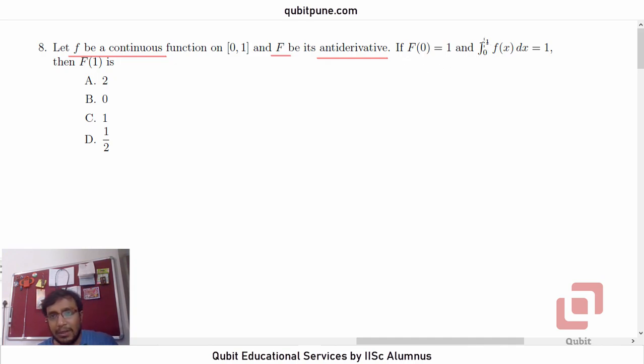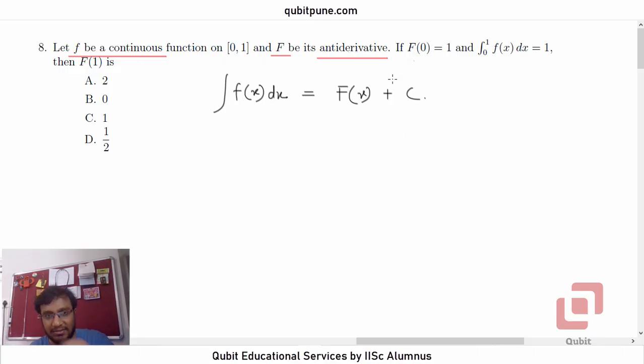If capital F of 0 is 1 and the integral of small f of x from 0 to 1 is 1, then capital F at 1 is 2, 0, 1 and half. They have given us that capital F is the antiderivative of the given f. Antiderivative means integral. So we can now say that the integral of f with respect to x is F of x plus c. That's what this is telling us, right? F is its antiderivative, and we can have infinitely many antiderivatives due to the fact that the derivative of a constant is 0. Now, to get the value of the constant of integration for this particular function f, we need to go to the next.